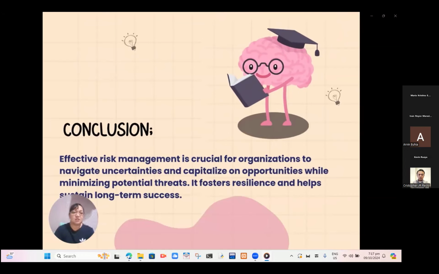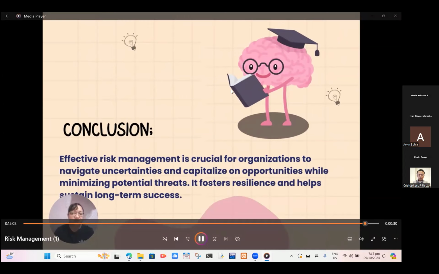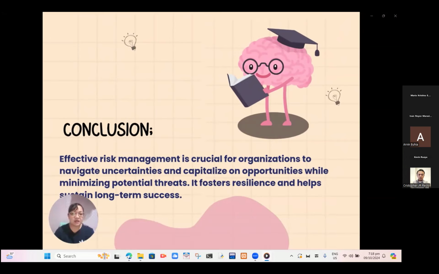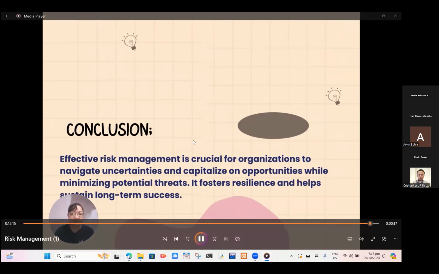Conclusion: effective risk management is crucial for organizations to navigate uncertainties and capitalize on opportunities while minimizing potential threats. It fosters resilience and helps sustain long-term success.